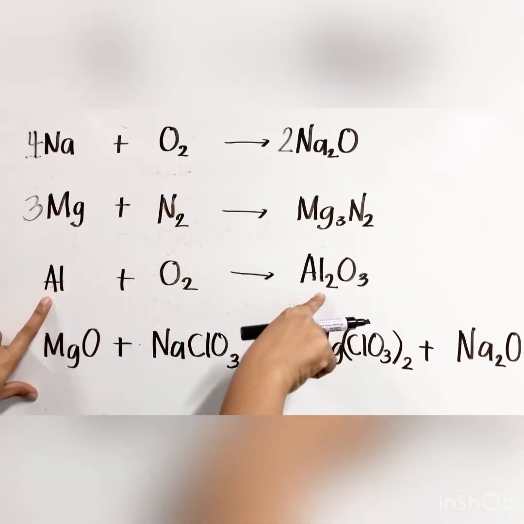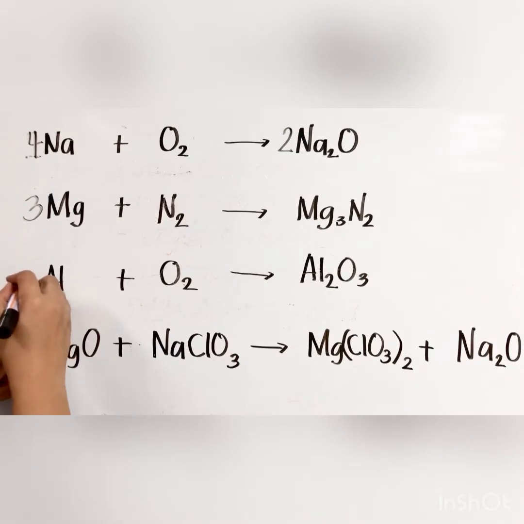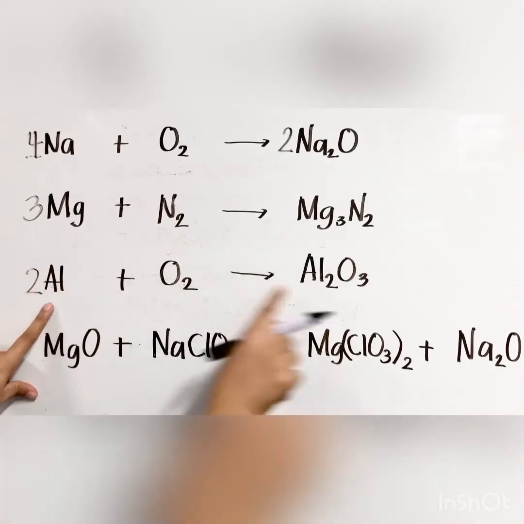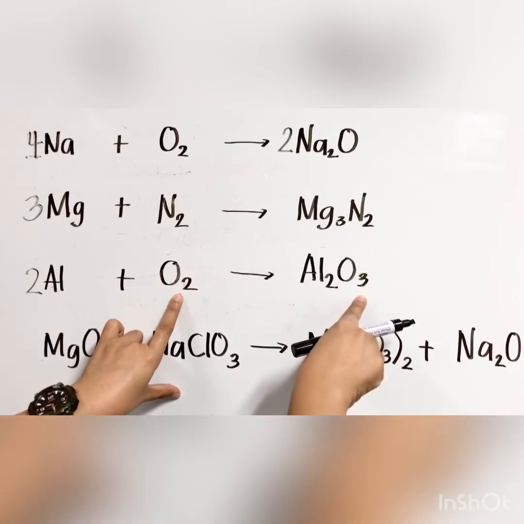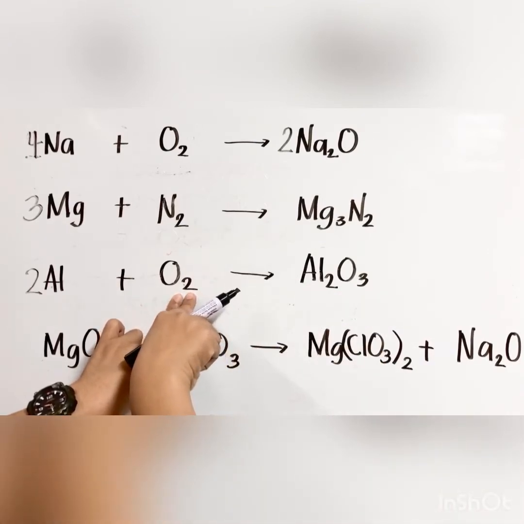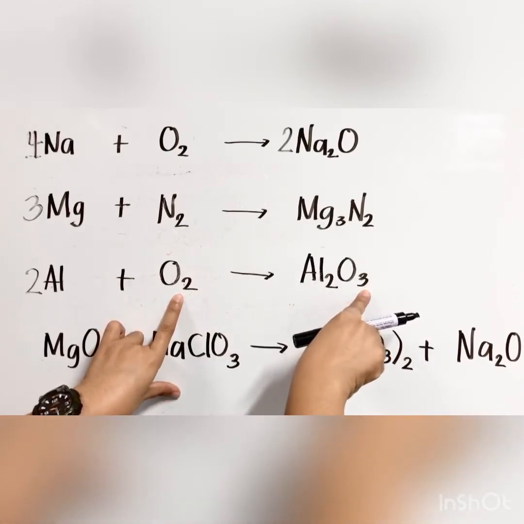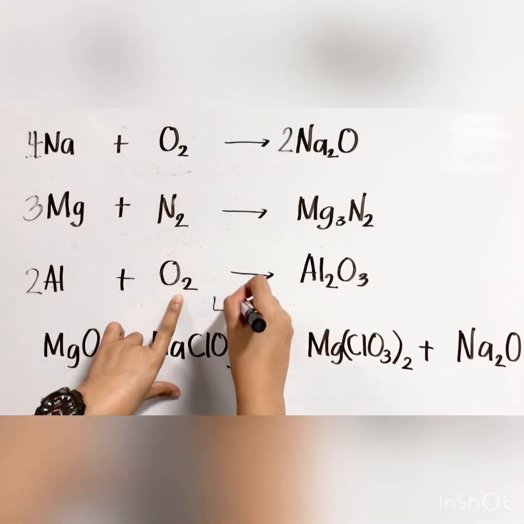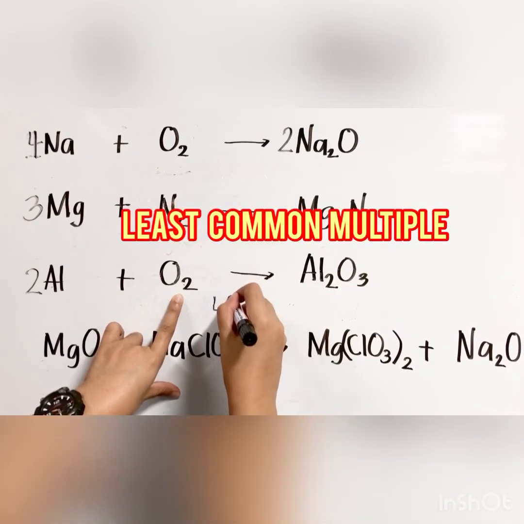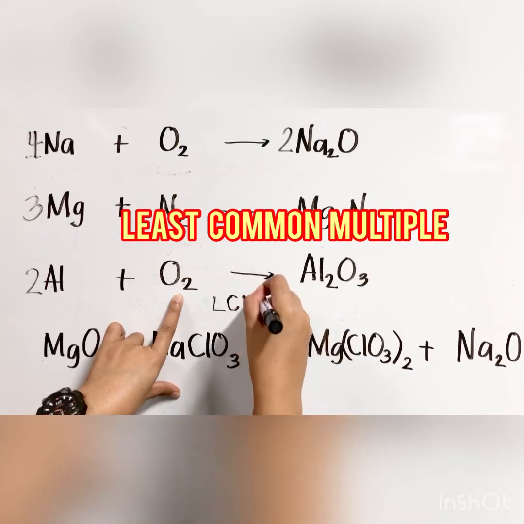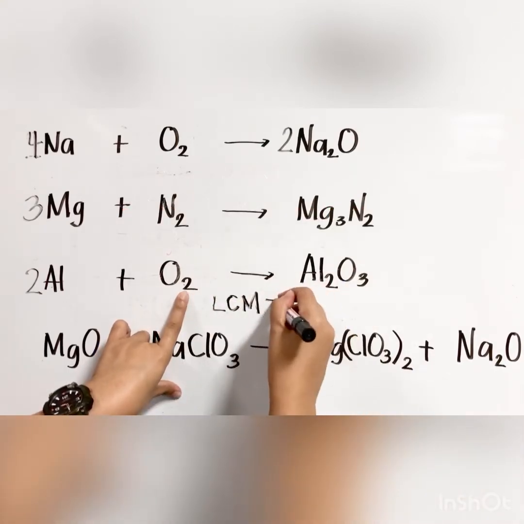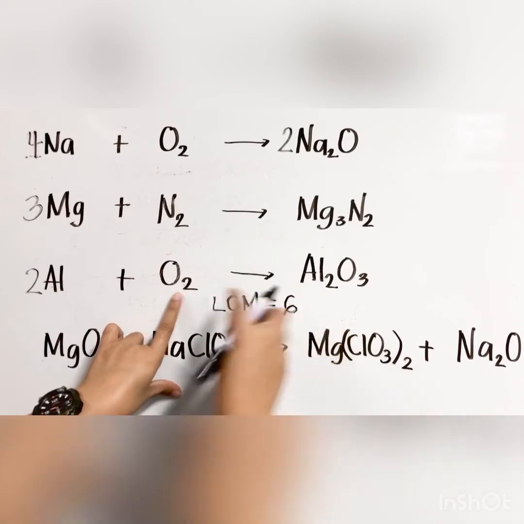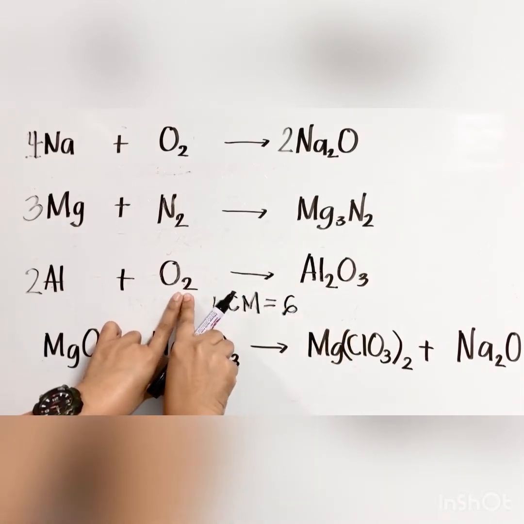Let's try this. Aluminum is 1, aluminum is 2. Make this 2 by simply writing coefficient 2. So 2Al, 2Al. Check oxygen. This is 2 oxygen, 3 oxygen. You cannot make 2 into 3, or you cannot make 3 into 2. So in this case, we have to look for the least common multiple, or the LCM. The LCM of 2 and 3 is 6. So make this 6 by multiplying it with 3.